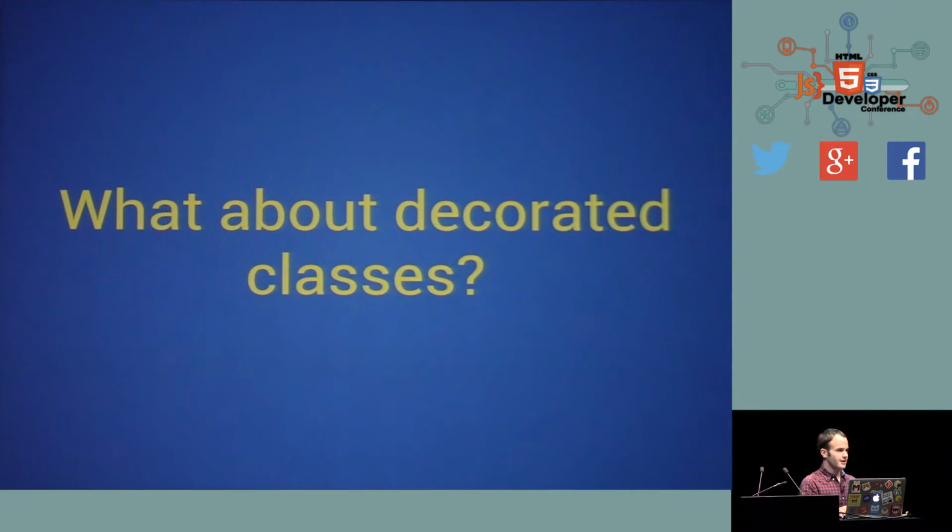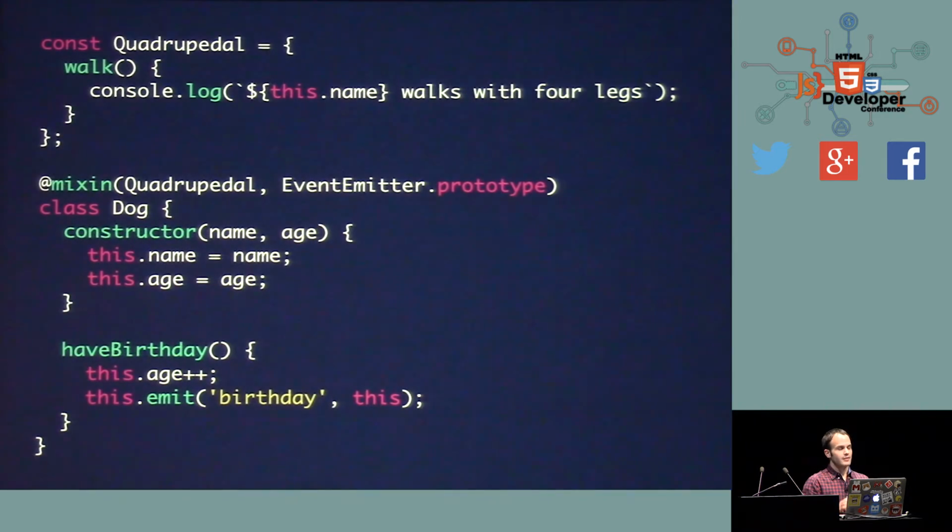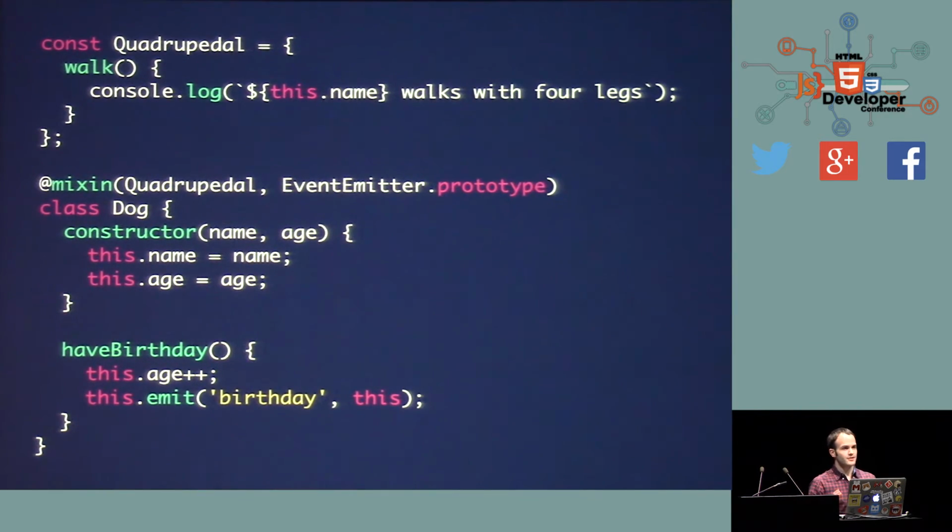Now what about decorated classes? I mentioned that briefly earlier. So far we've only looked at modifying properties on classes. But we can in fact do this on classes as well. And probably the most quintessential example I've seen so far is for creating a mix-in library, or a mix-in decorator.